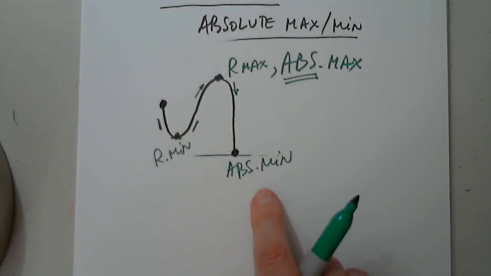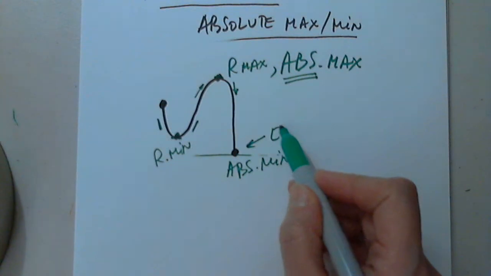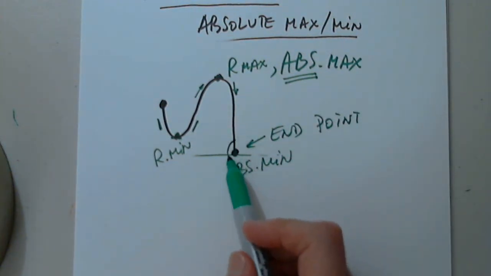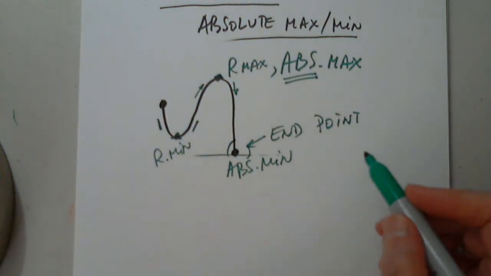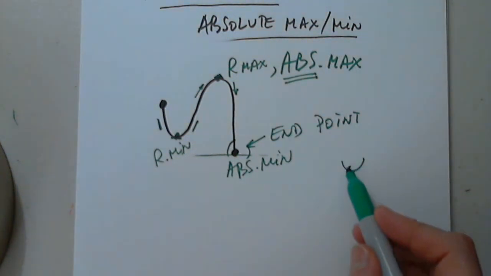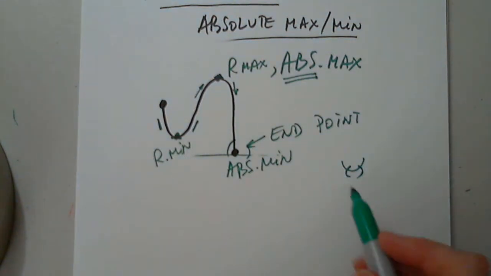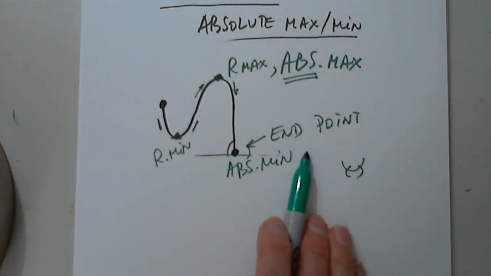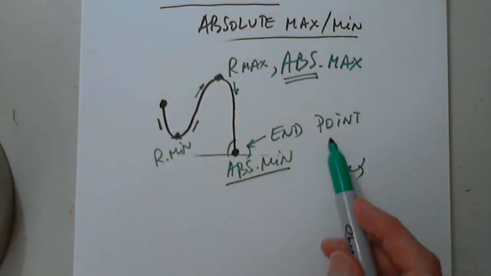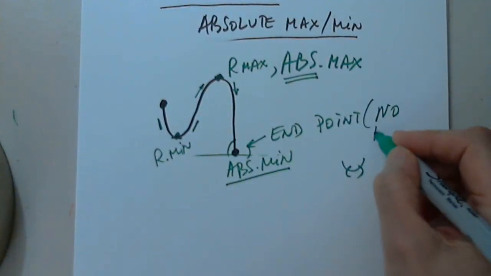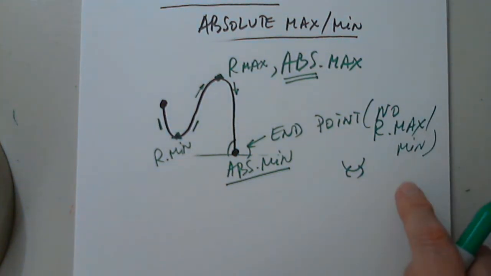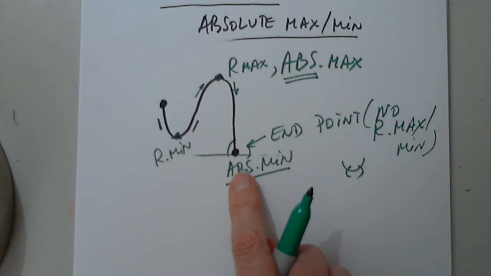Well, how come it's not relative? It's not relative because it's at the end point. I cannot show the open interval left and right. So this is a relative min because I can show the open interval left and right. The function exists on both sides, but here it does not exist on this side. So at the end point, no relative max min ever. They can be an absolute or nothing.